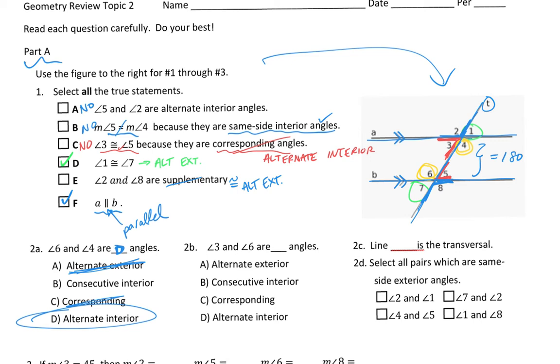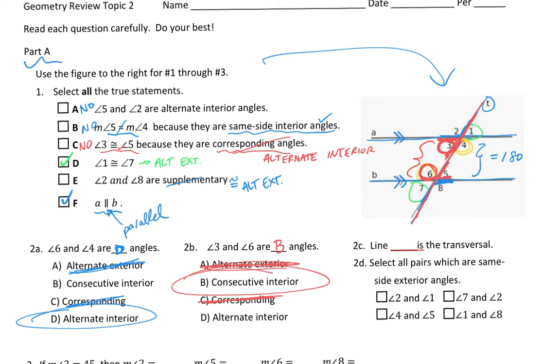Cool. Up next, it says that angle 3 and 6. So now I'm looking at angle 3 and angle 6. Again, they're both interiors, but this time they're on the same side of that transversal named T. So let's keep the interior ones. Since they're on the same side of the transversal, we'll call them consecutive interiors.